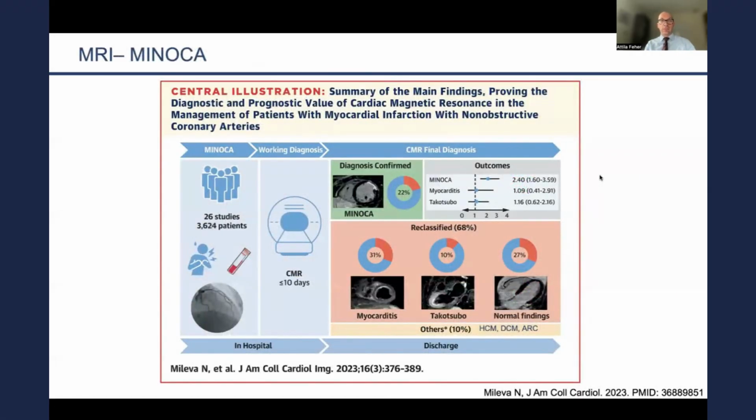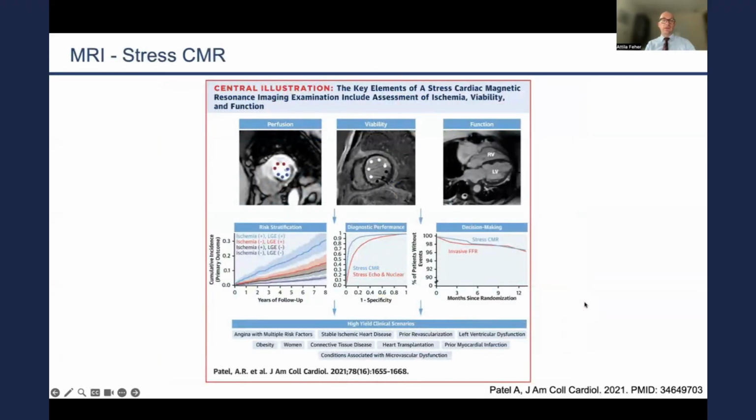MRI can be useful for the evaluation of MINOCA, where you can classify patients presenting with MI with non-obstructive coronaries. This study was done within 10 days and identified myocarditis, Takotsubo cardiomyopathy, or normal findings in many of the patients, in addition to true MINOCA. So this can be really helpful. And this is a common presentation in our patients.